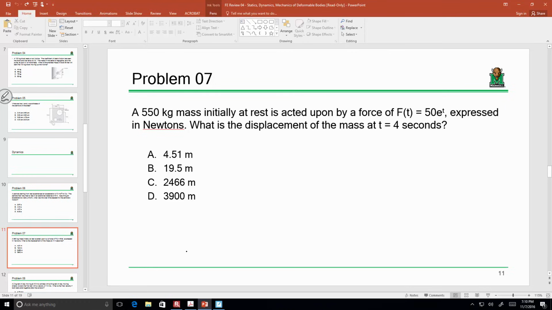Goodness. Okay. All right. A 500 kilogram mass initially at rest is acted upon by the following force, expressed in newtons. What is the displacement at t equals 4 seconds? So this one's got a little bit more going on. This one's a little more involved. This one's breaking out the C word, a little bit of calculus. Oh no! All right.